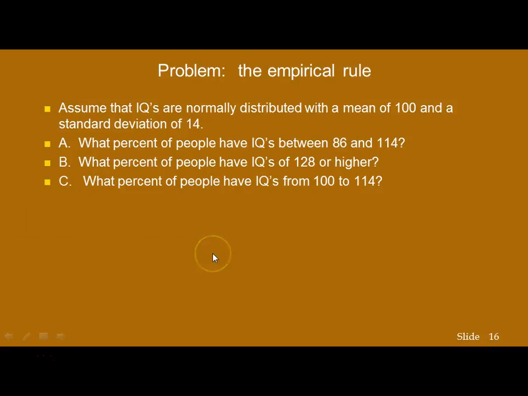So let's do a problem. Suppose that IQ scores are normally distributed with a mean of 100 and a standard deviation of 14. What percent of people have IQs between 86 and 114? What percent of people have IQs of 128 or higher? What percent of people have IQs from 100 to 114?